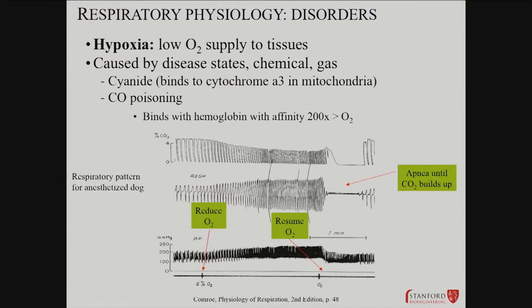Interesting compensations happen when you have low oxygen states. You can actually see studies in dogs. This is a sized dog looking at its respiratory pattern. Right here, you drop the oxygen concentration to 5% from its normal 20. This slowly develops increased frequency and depth of respiration. Things are being measured here. Okay, you've got blood pressure, you've got respiratory.